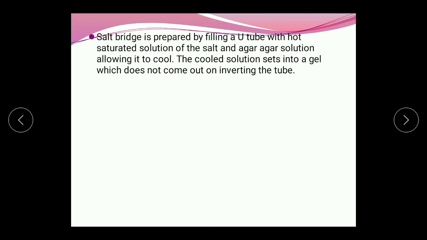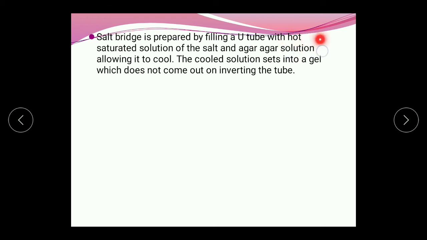Now, how is the salt bridge prepared? It is prepared by filling a U-tube with a hot saturated solution of the salt. That means suppose we have taken KCl, then a hot and saturated, that is concentrated, solution is taken and agar-agar solution is also taken, and all this is mixed, that is the hot saturated solution of the salt and 5% agar-agar, these two are mixed.